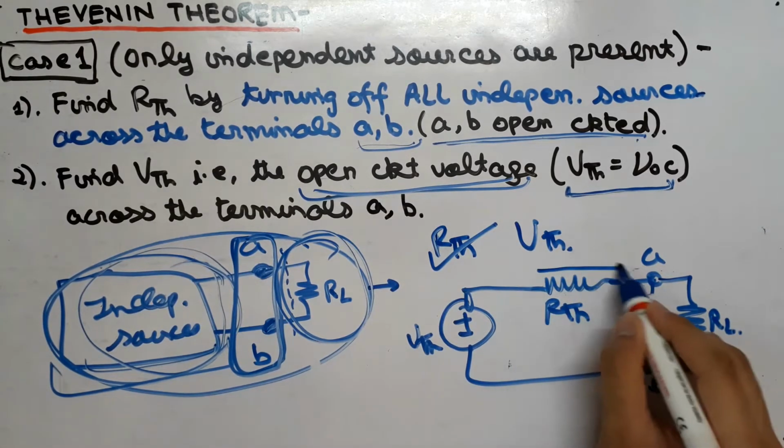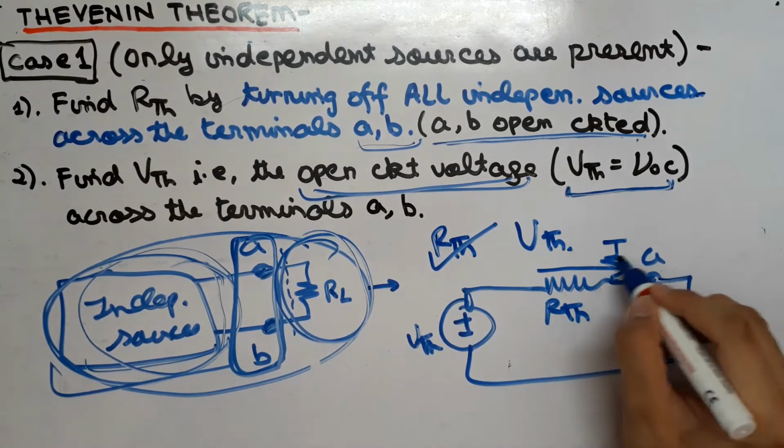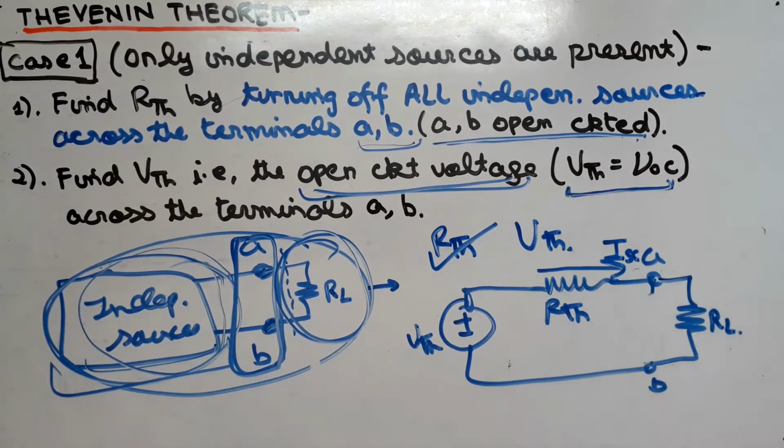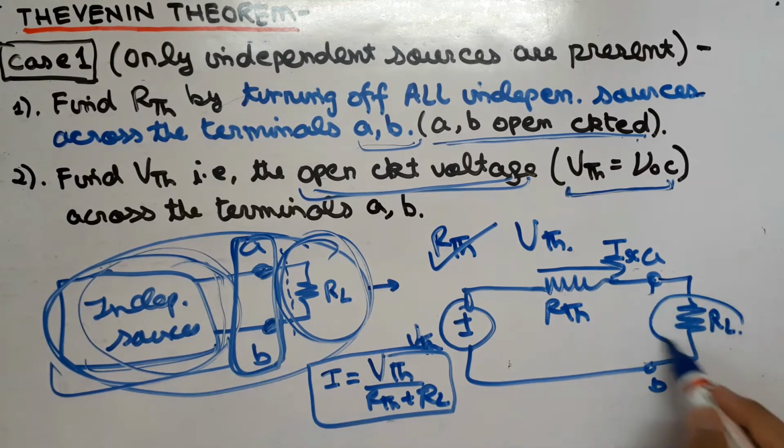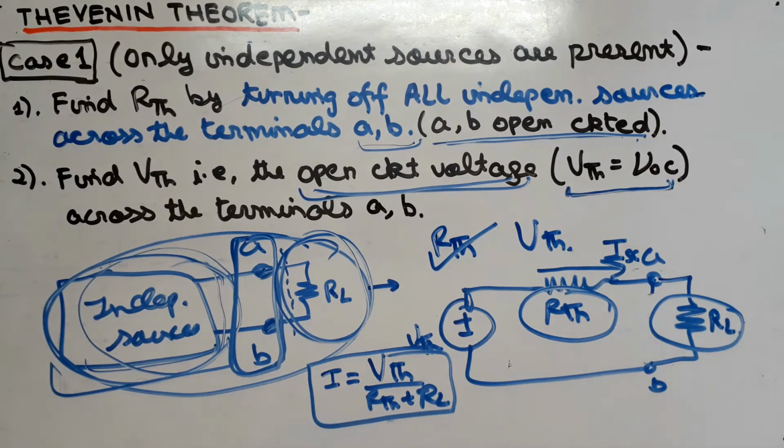Now in some questions we are also asked to find the value of I, or we can say ISC. That is, we will find the value of I by using the simple formula I is equal to V by R. That is, I will be equal to VTH upon RTH plus RL. That is, RL and RTH have been added as they are in series. Now similarly, we are going to do case 2, where we will have dependent sources as well as independent sources. In that case, we will have to take certain assumptions.